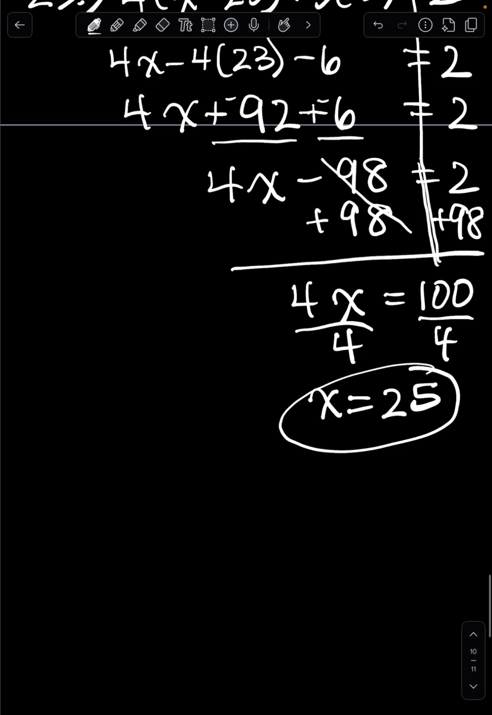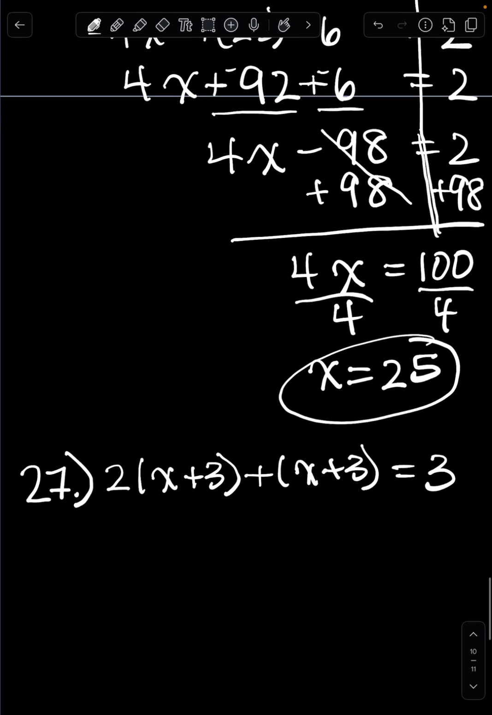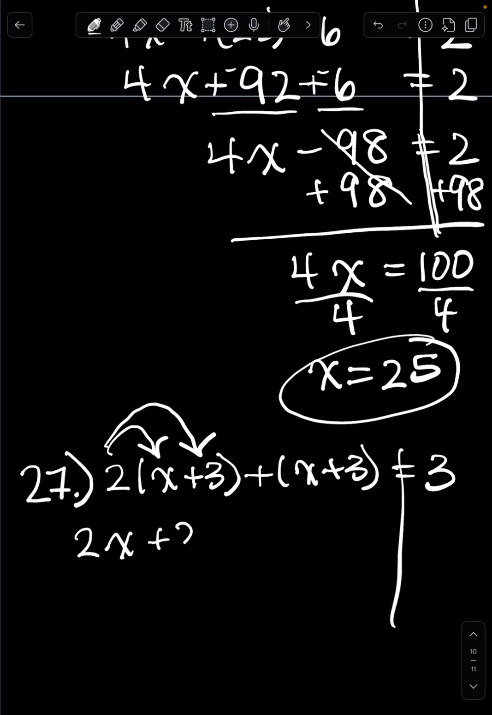All right, number 27. 2 times the quantity x plus 3 plus the quantity x plus 3 equals 3. Let's distribute. Here's my equal sign. I can distribute this right like that. So I'm going to have 2x plus 2 times 3.